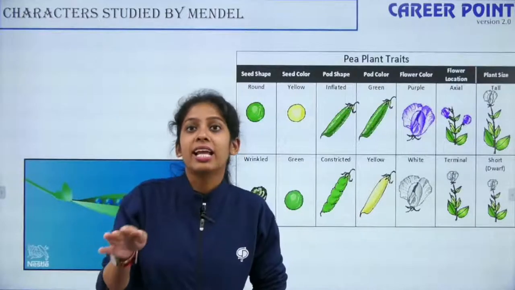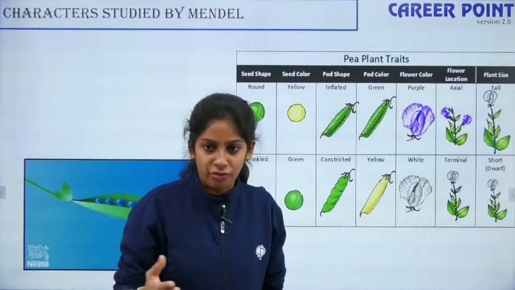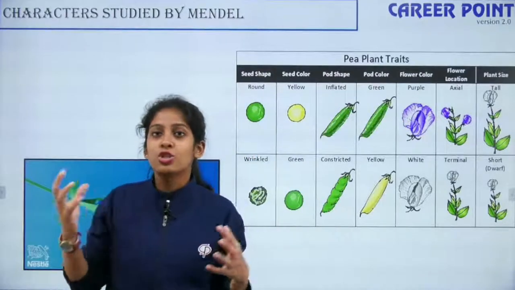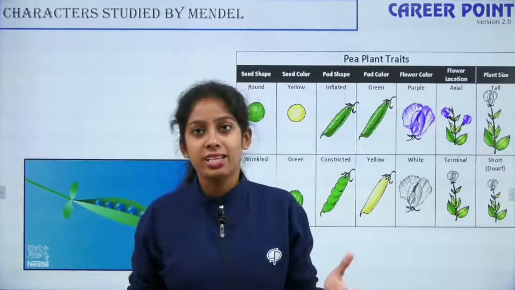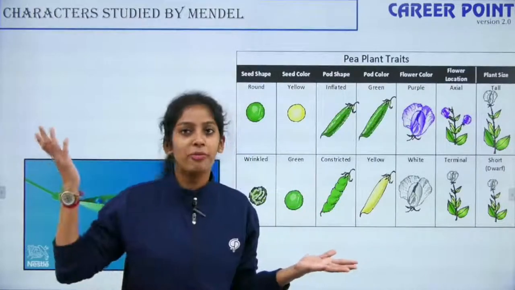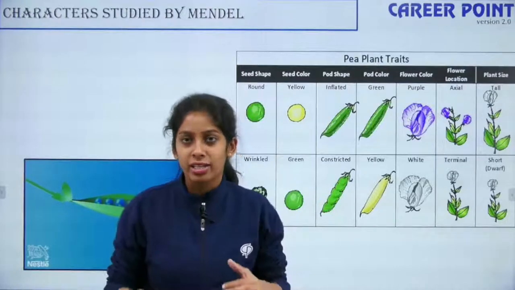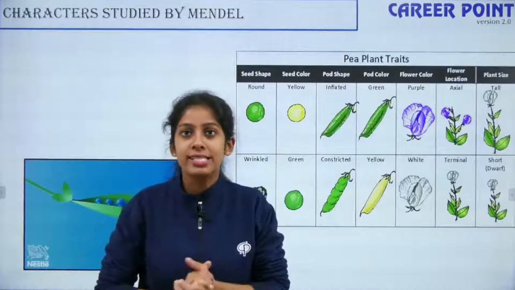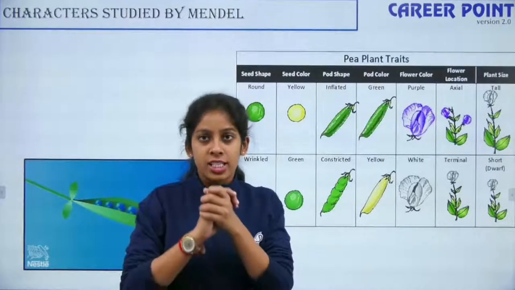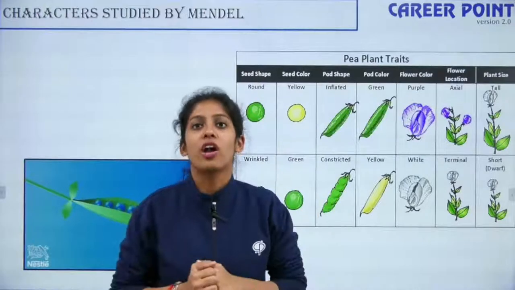So the plant can either be tall or dwarf. It can be tall or it can be short, right? So every character has 2 possibilities. If I say his character is dynamic, he can be very active or he can be very lazy, either way. So in every character, I have 2 options which I could choose, or which actually exist. So character is a broad term. The contrasting options of a character are called a trait.